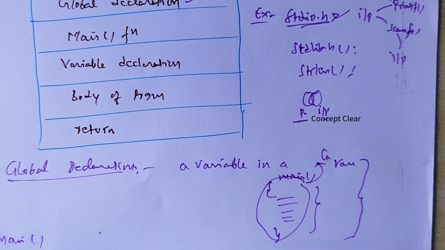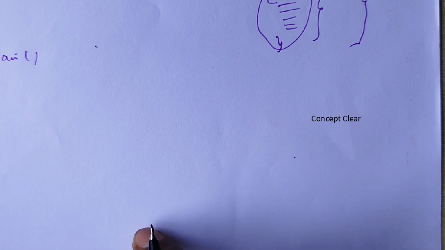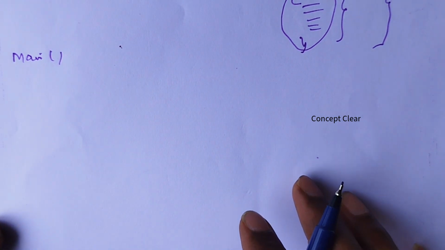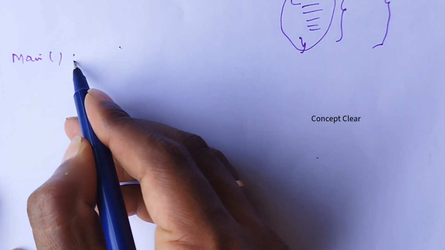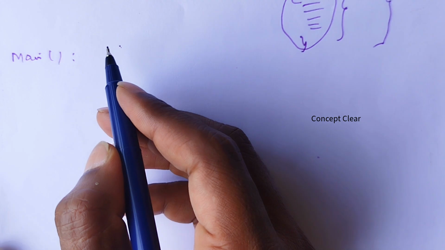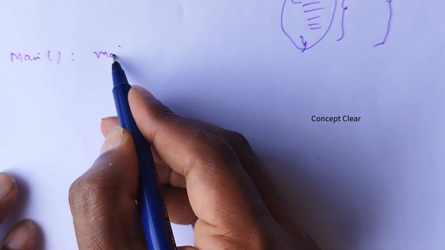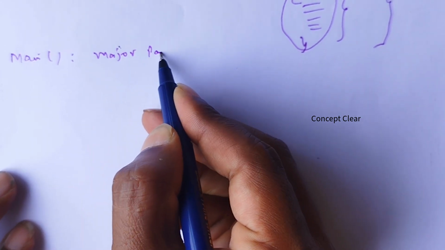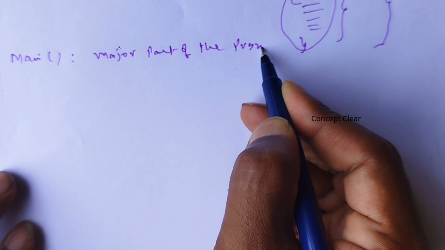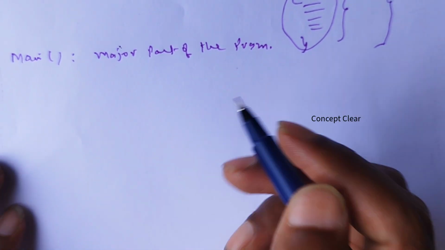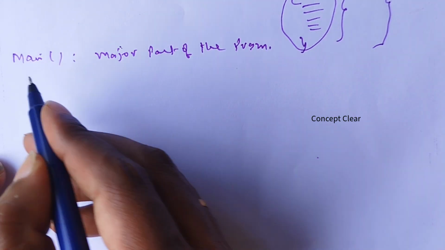What is the meaning of main function? Main function contains the major part of the program. It is the major part of the program. Our compiler also starts from here only.